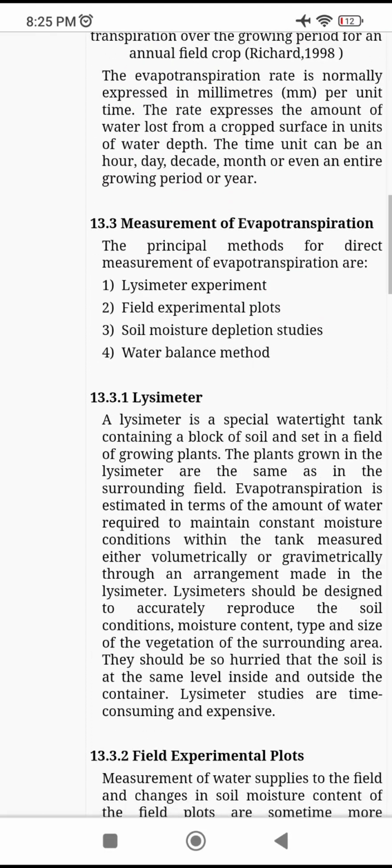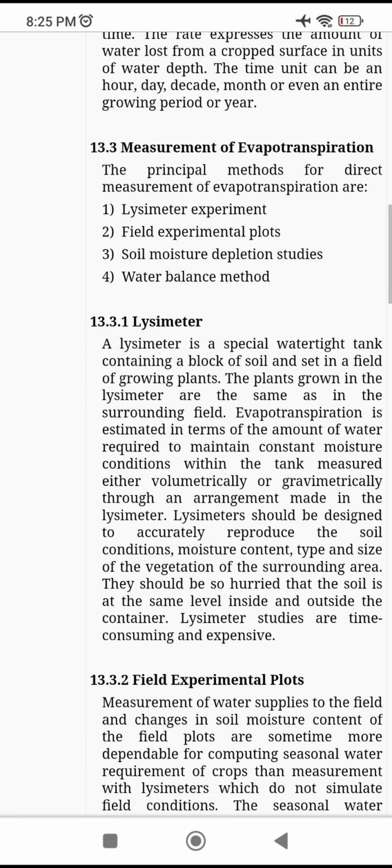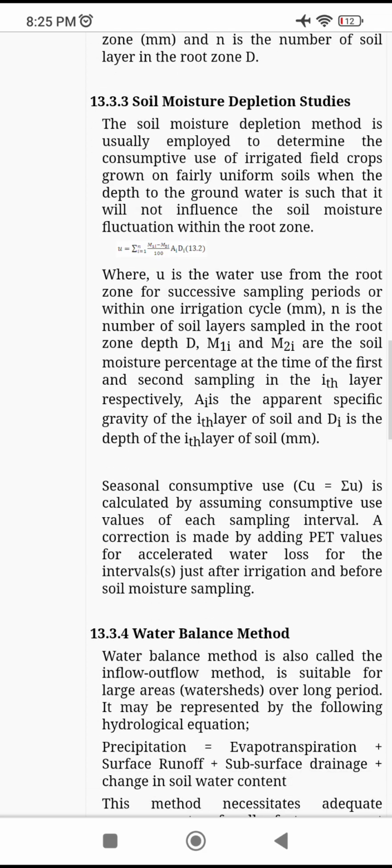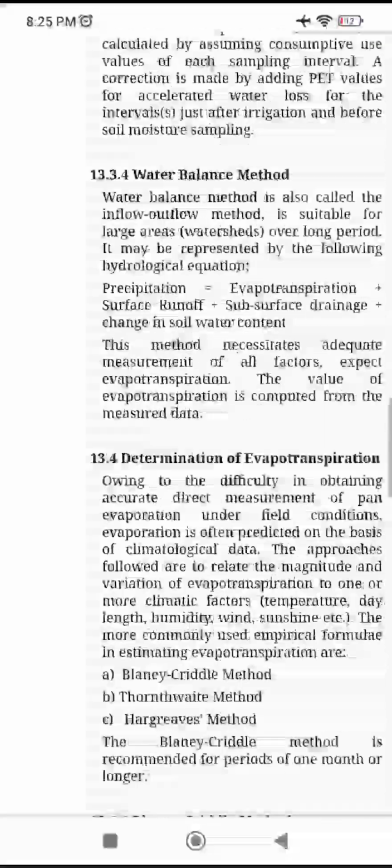So what are the measurements of evapotranspiration? Lysimeter, field experimental plots, soil moisture depletion studies, and water balance method. As we saw earlier, lysimeter is used for measurement of evaporation as well as evapotranspiration. Then field experimental plots, soil moisture depletion studies, and water balance equation.